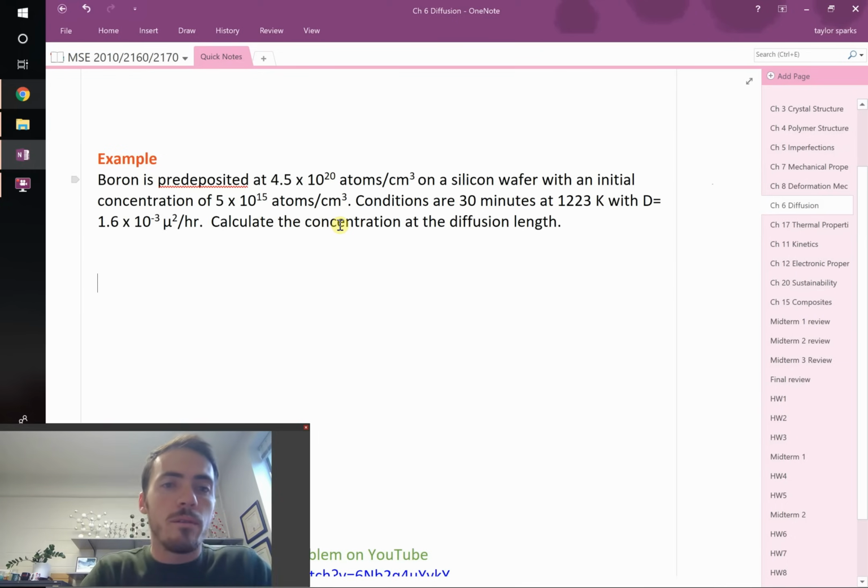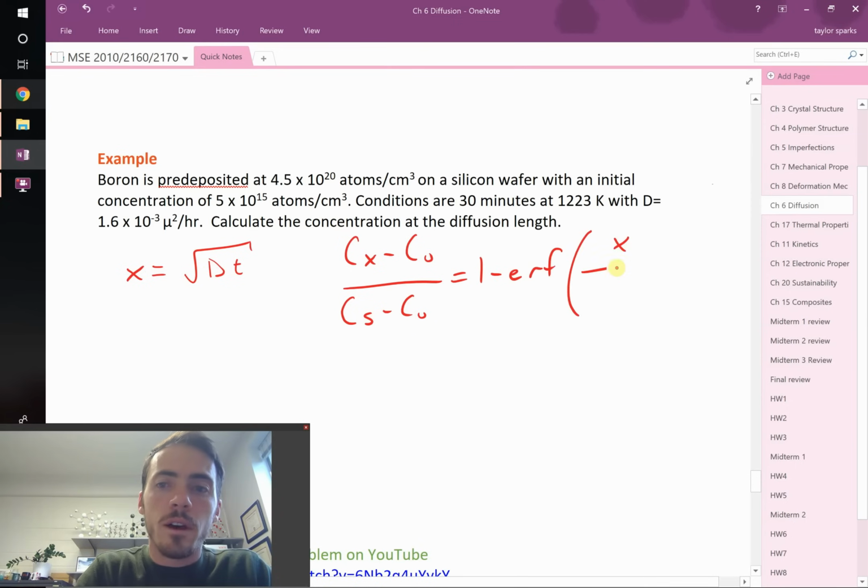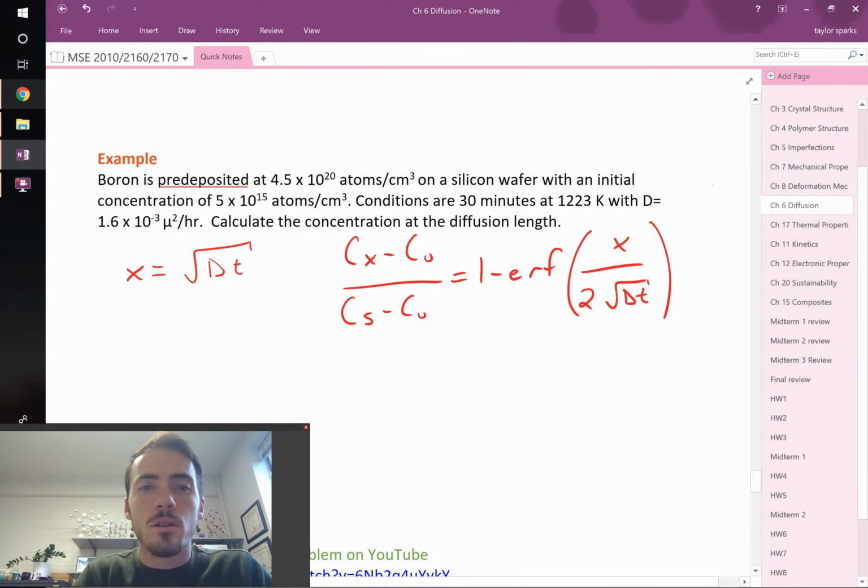Well, we know that the diffusion length, that's a ballpark value. Diffusion length is equal to x = root Dt, right? And we also know that (Cx − C0) / (Cs − C0) equals 1 minus the error function of x over 2 root Dt. Okay? So they told us that they want to know the concentration at the diffusion length, so we're solving for Cx. They tell us the diffusion length. That means that we can plug in root Dt for x. That means that we don't actually need to even know D because it's going to cancel out, right?